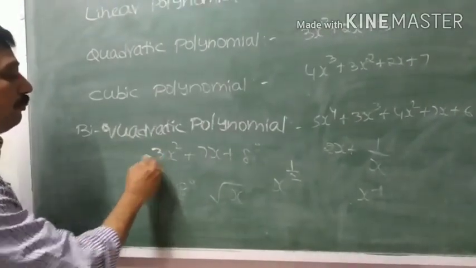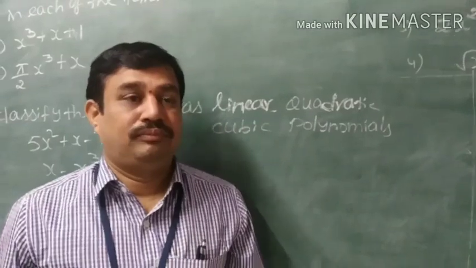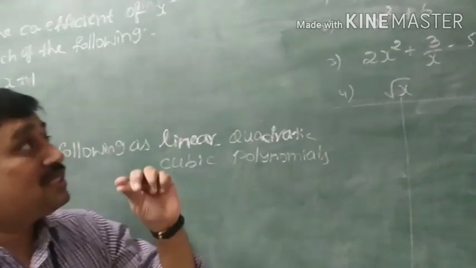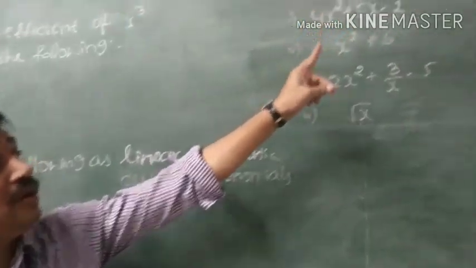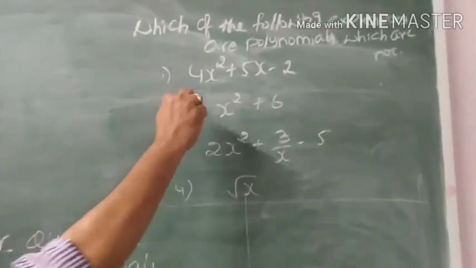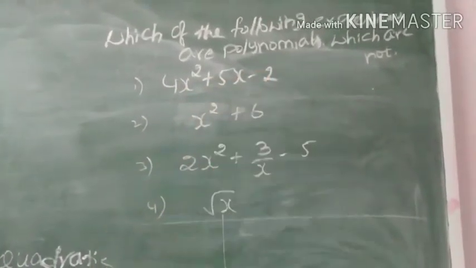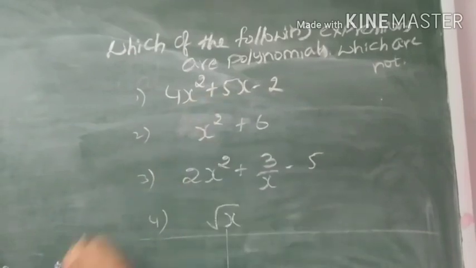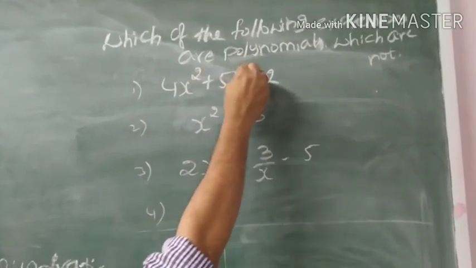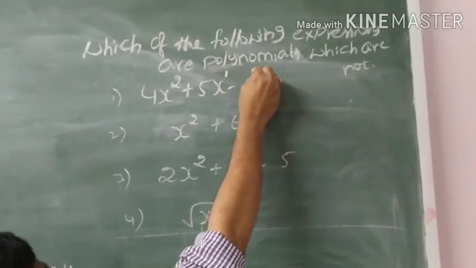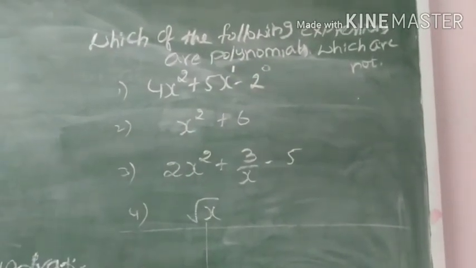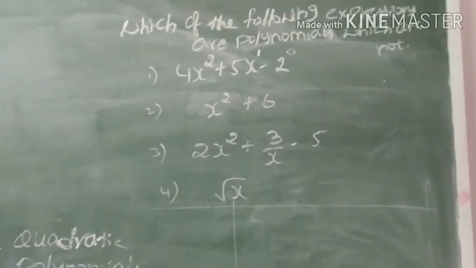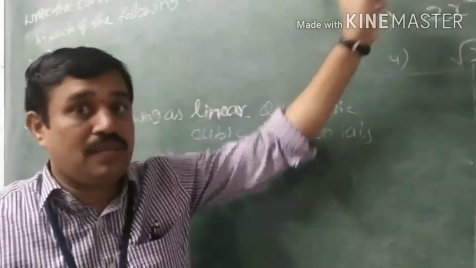Now we have discussed polynomials. Based on this, which of the following expressions are polynomials and which are not? For example, take 4x square plus 5x minus 2. In this one, the powers are whole numbers. How can we say they are whole numbers? Here the power is 2. Here there is no power, which means 1. The degree of the constant term is 0. That means it is a polynomial since the powers 2, 1, 0 are whole numbers. So it is considered a polynomial.